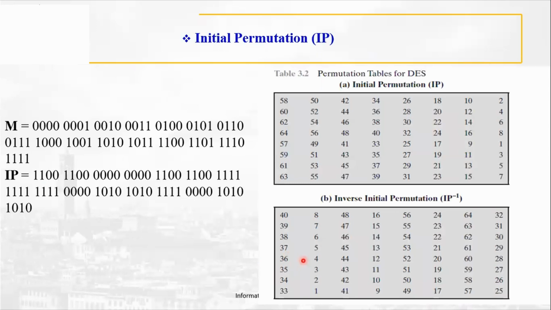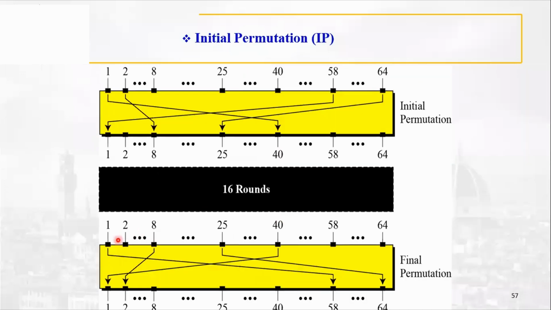Now, inverse initial permutation means what? You have to get the original bits back in their original positions. So if you have noticed here, the first bit is going to the 40th position, so at the end, if you want to reverse or invert this step, the 40th bit again you have to bring back to the first position. Okay, so if you are copying the first bit to the 40th, to invert it the 40th bit you have to copy back to the first position.